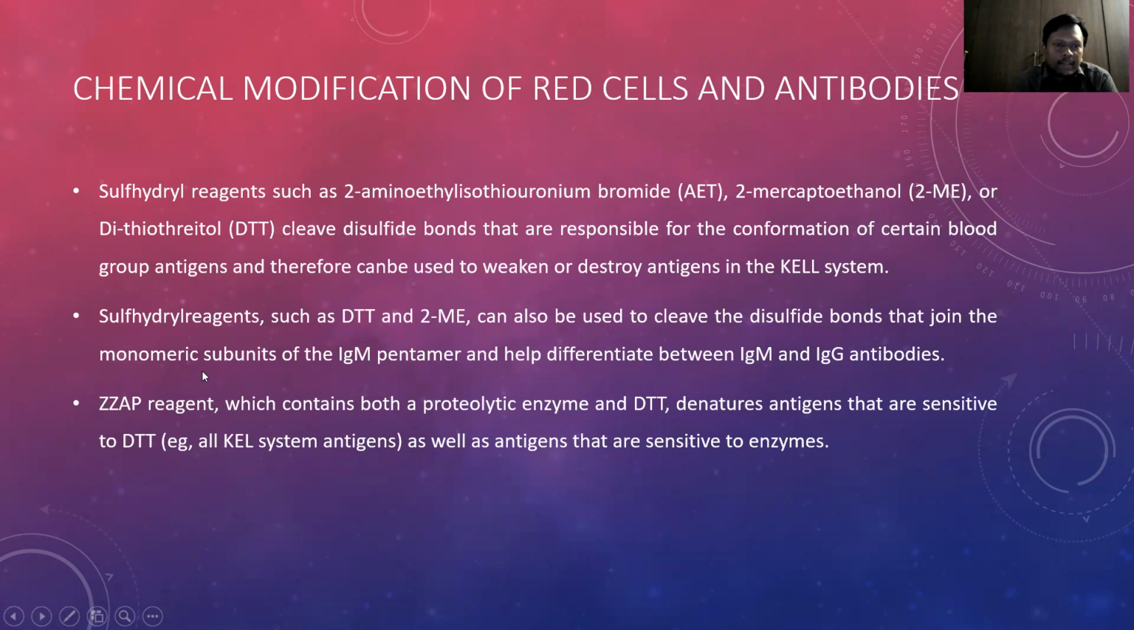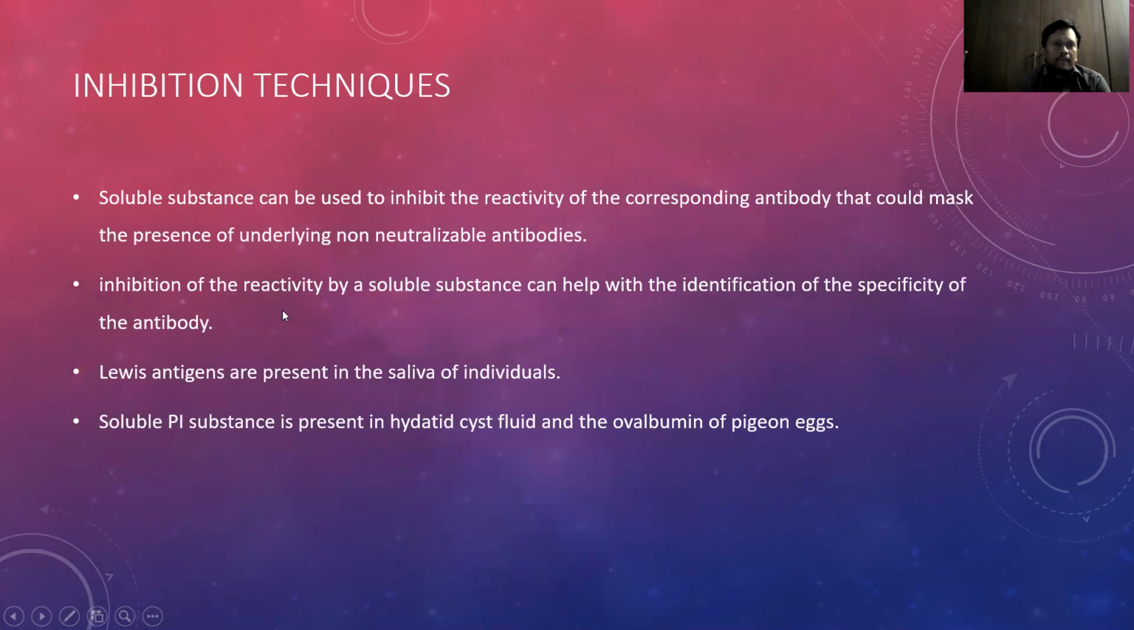We can use ZAP reagent, which contains both the proteolytic enzymes and dithiothreitol. They denature antigens that are sensitive to dithiothreitol, that is the KL system, as well as antigens that are sensitive to enzymes. So here we can use a combination. While if we want to differentiate between IgM and IgG, we can use these sulfhydryl reagents.